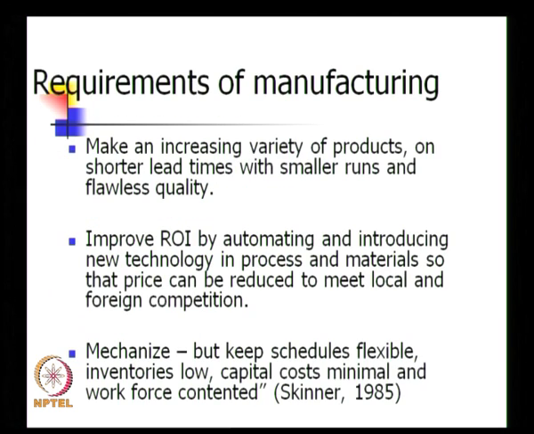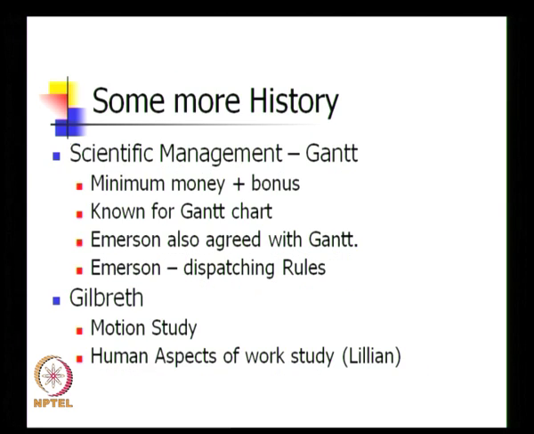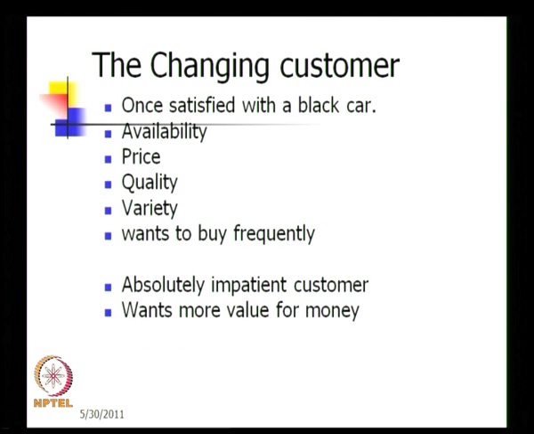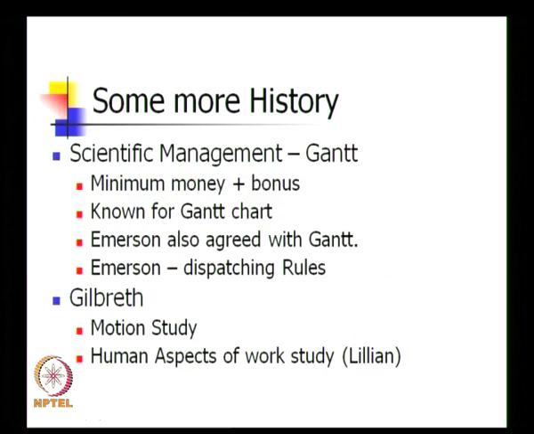Now, the next slide talks about what is called requirements of manufacturing, but before we go to this slide, let us quickly go back to this slide which talks about the changing customer expectation. The changing customer expectation is about availability, which is volume, cost, quality, variety and new product development. So, these are 5 important aspects that we have seen in this slide.